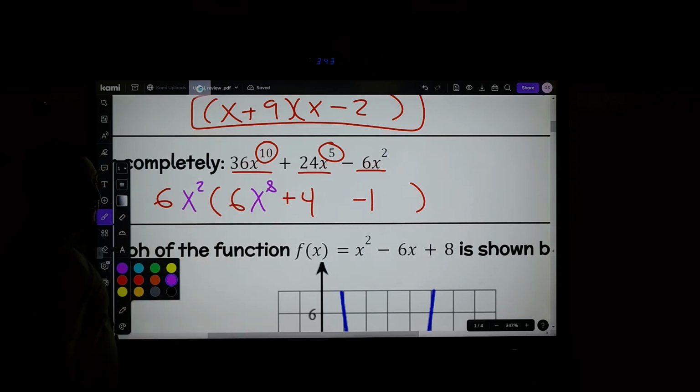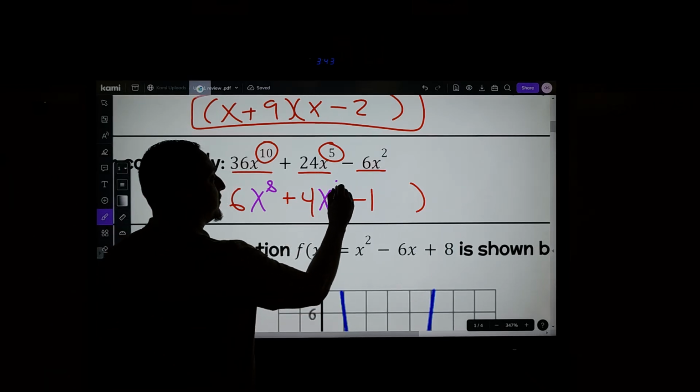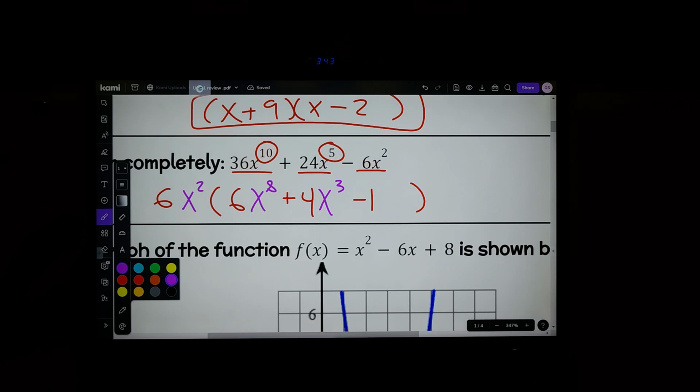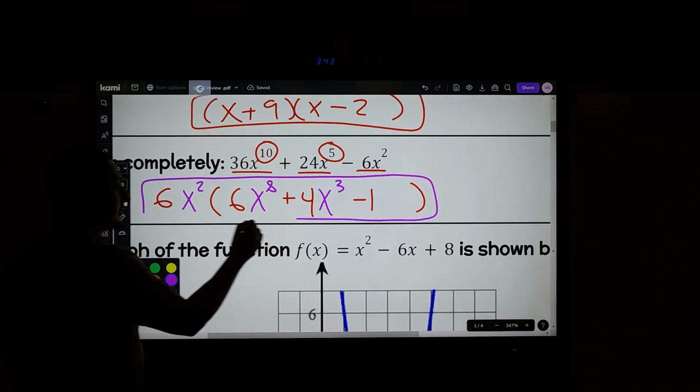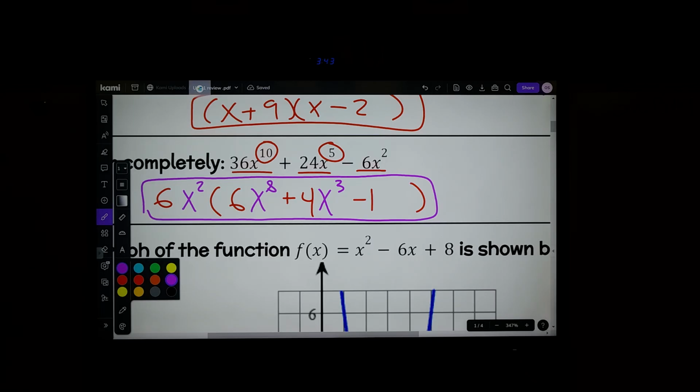So if I have 10 and I take 2, that leaves 8. If I have 5 and I take 2, that leaves 3. And if I had 2 and I take both of those 2's, bless you, I have no more x. So this and only this is your answer. Okay, there's no other answer to that. Okay, GCF. This is a GCF problem.